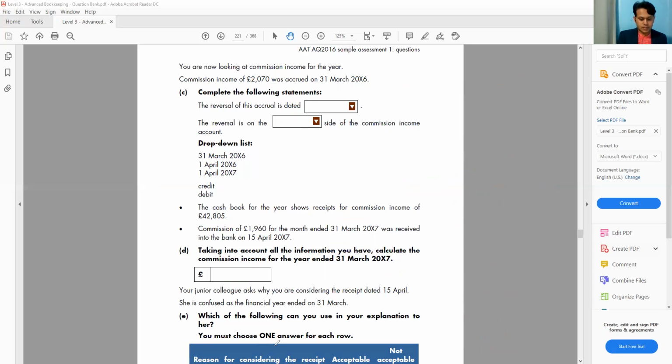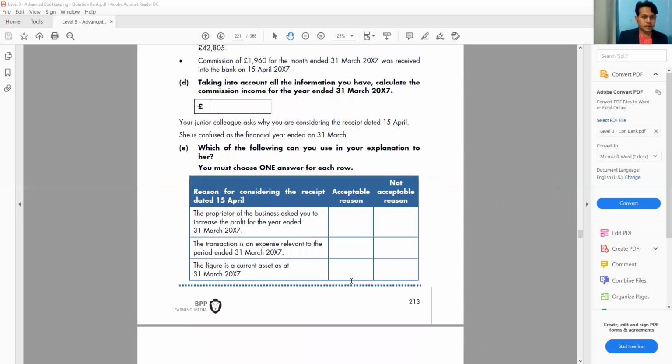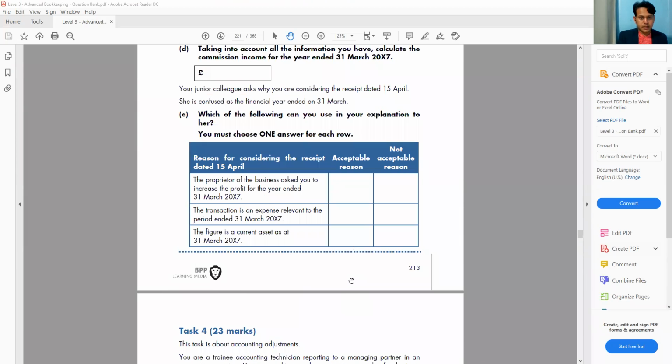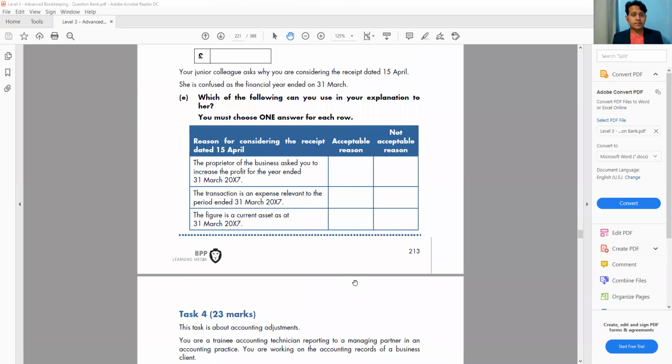Our next question is the ethical question we have. Let's read this question. This ethical question always comes in the exam for a few marks, like 4 or 5 marks, and it's quite straightforward and easy.